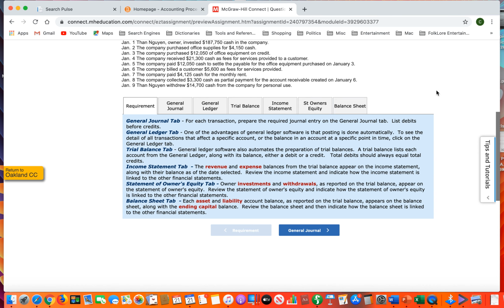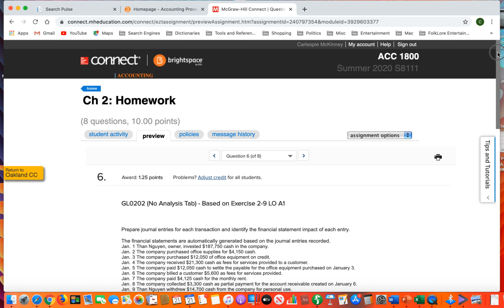And later on, you're going to learn that there's more than one trial balance. This is called an unadjusted trial balance, and you're going to have an adjusted trial balance, and then you're going to have a post-closing trial balance. You'll learn all that this semester. But for now, we'll just deal with the trial balance.